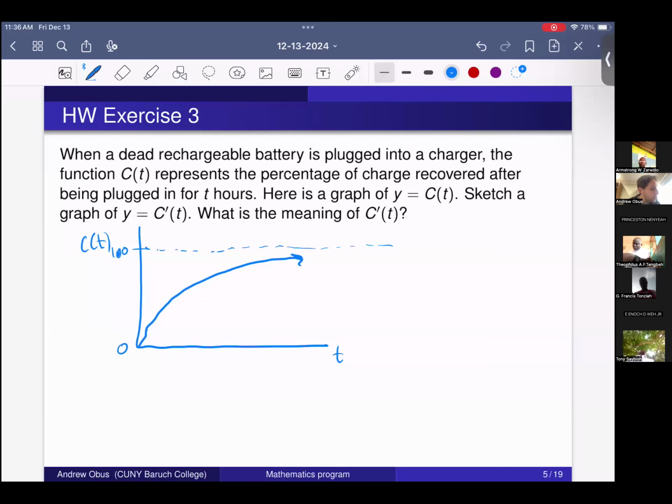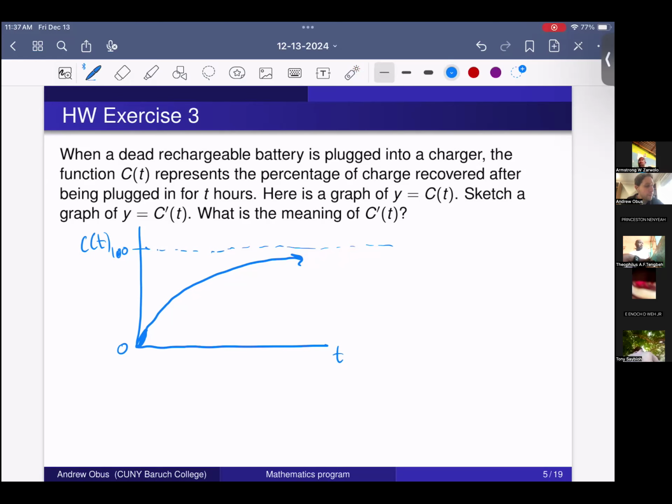And so there are two parts to this question. First we want to sketch a graph of C prime of t. We want to sketch a graph of the derivative based on this graph. So remember what happens when the battery gets charged: it's recovering, and as it gets close to full power, it starts recovering slower and slower. It never quite gets all the way to full power. This is what's called a horizontal asymptote. But it keeps recovering more charge, very, very slowly once it's almost full.